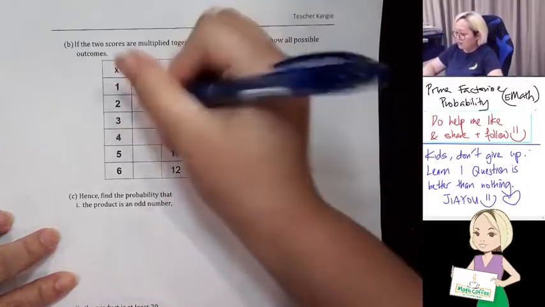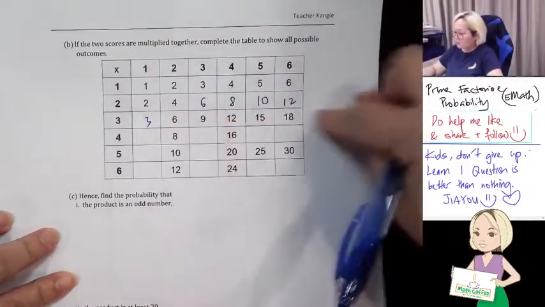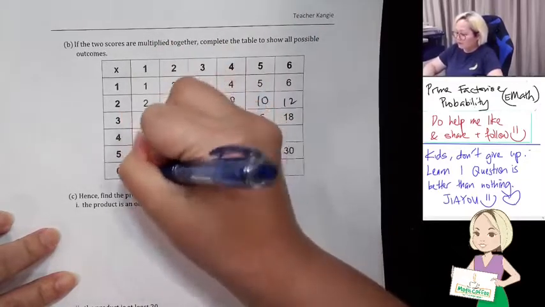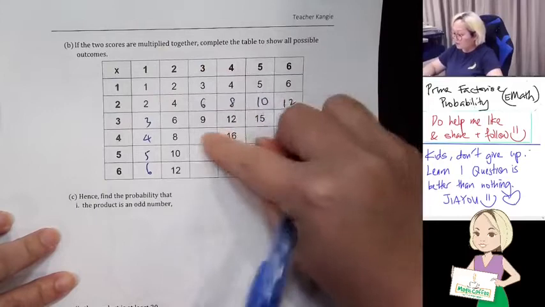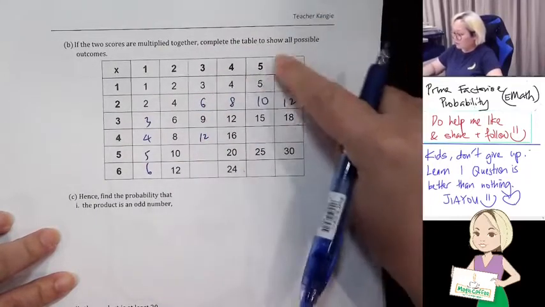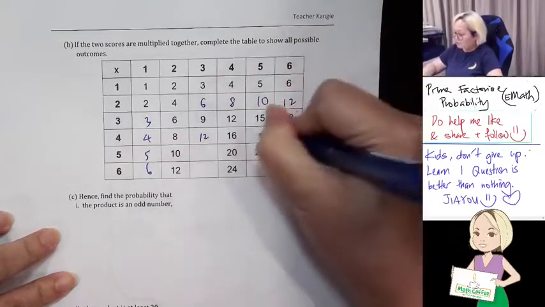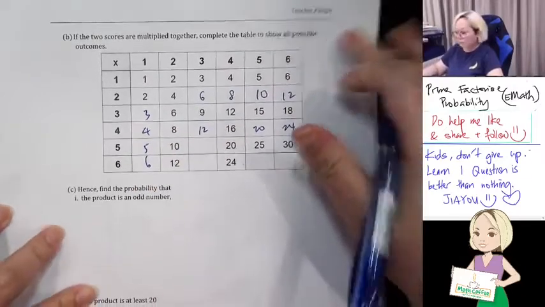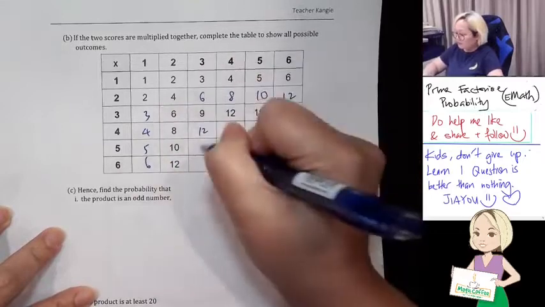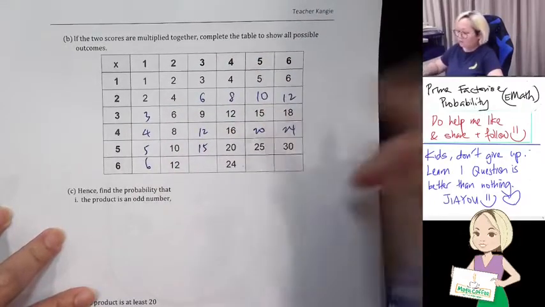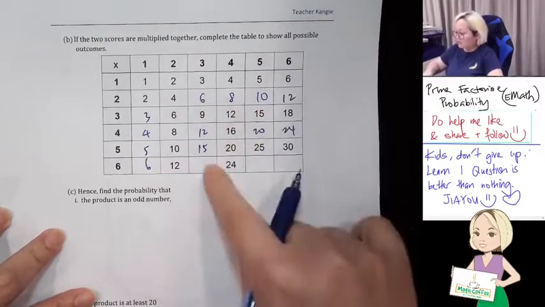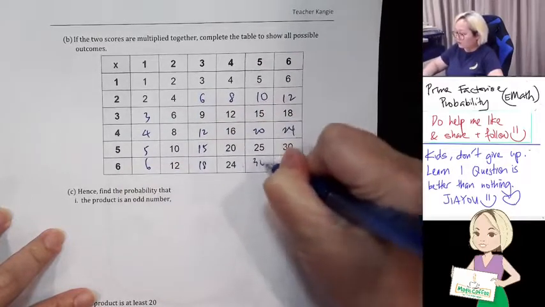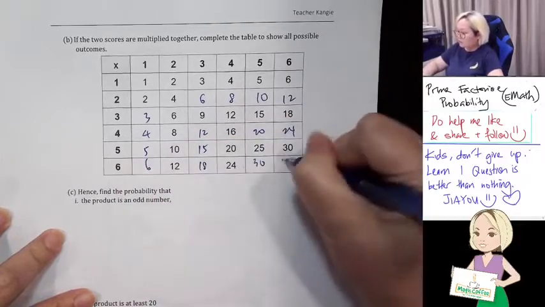3 times 1, we get 3. This one is already filled up. Next, 4 times 1, 4. 5 times 1, 5, and 6. This is 3 times 4, so it's 12. 5 times 4, so this is 20. 6 times 4, so it's 24. 3 times 5, which is 15. This one is filled up already. Now here, 3 times 6, which is 18. 5 times 6, which is 30. 6 times 6, which is 36.